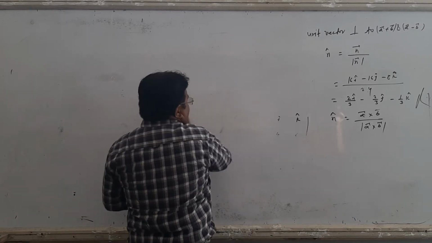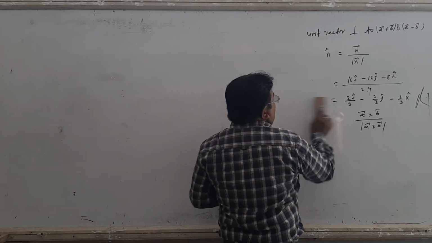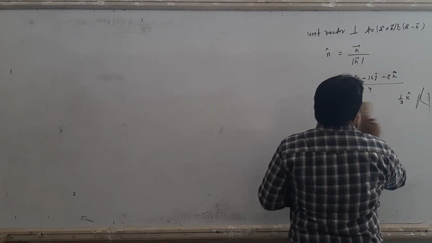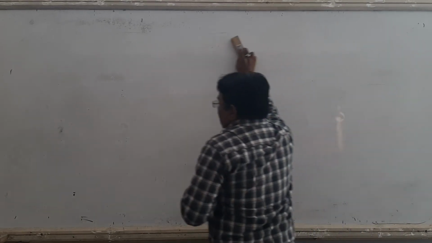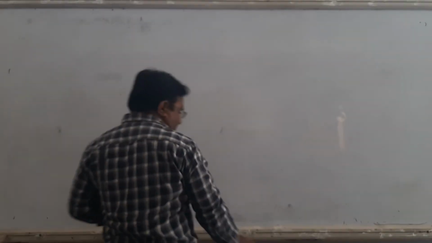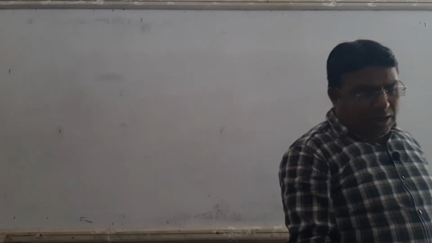In cross product, A cross B is not equal to minus B cross A, right? The commutative law will not be applied in cross product. In cross product, the condition for two vectors to be parallel is that A cross B is 0. But now is the question number 3rd.